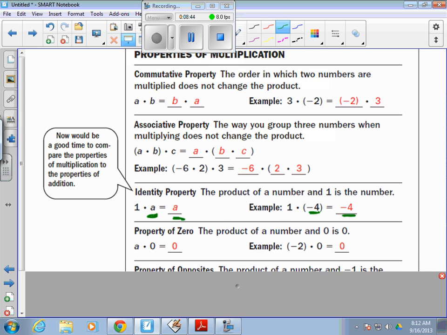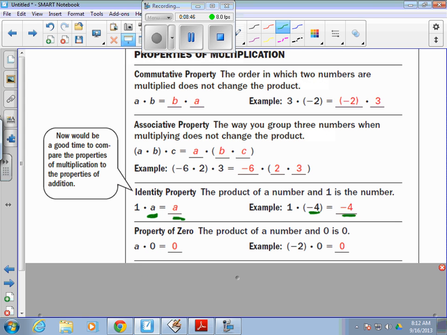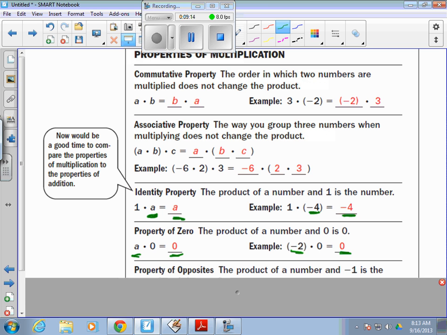The property of 0, however, is it becomes 0. So A times 0, notice it's A to start, but it becomes 0 at the end. Same thing with negative 2, it becomes 0. Just to compare that to the property of 0 when you're adding, we added the inverse of it. That would be like, say, an A plus negative A. That's what we said to make the property of 0 with addition. A plus its inverse or negative A. This is just multiplying by 0 to get 0 for the product of 0.